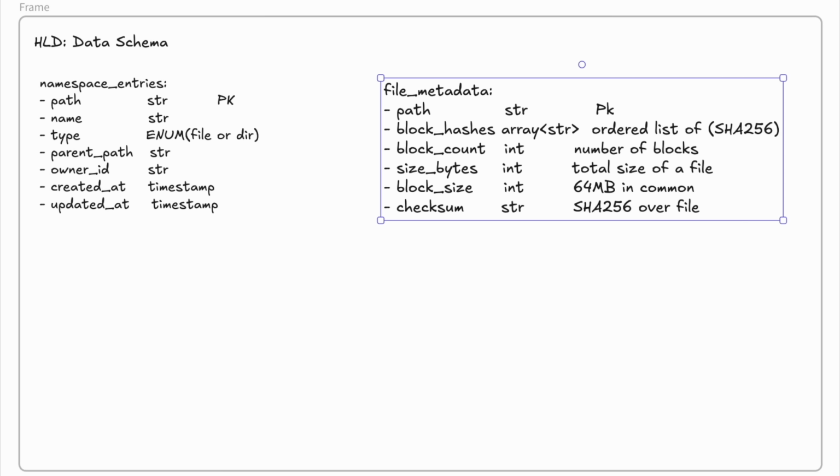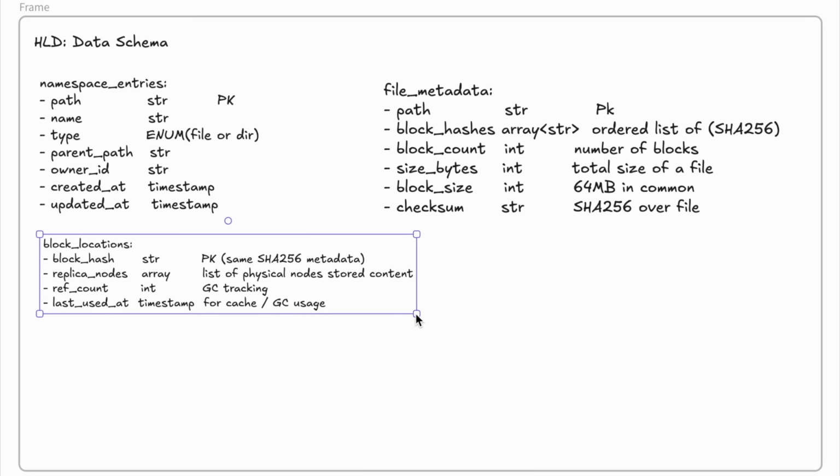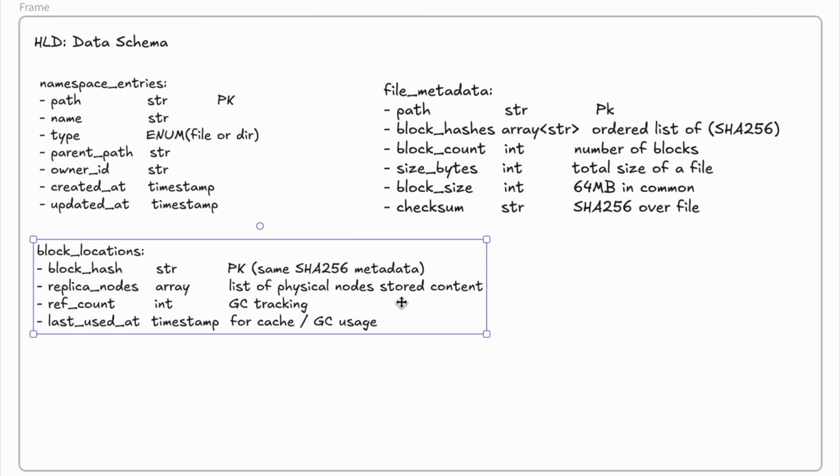allowing for precise byte range reads using block index arithmetic. The created at timestamp supports audit logging and optional versioning. Together, this schema enables scalable, immutable file reads and writes with minimal metadata overhead.